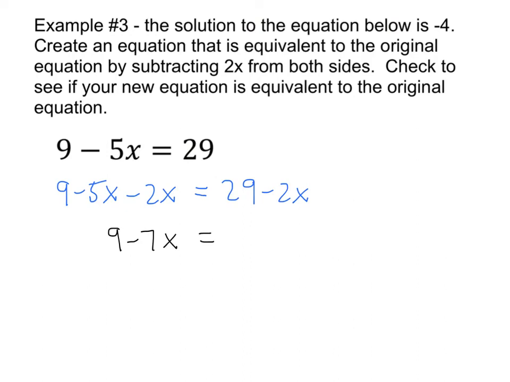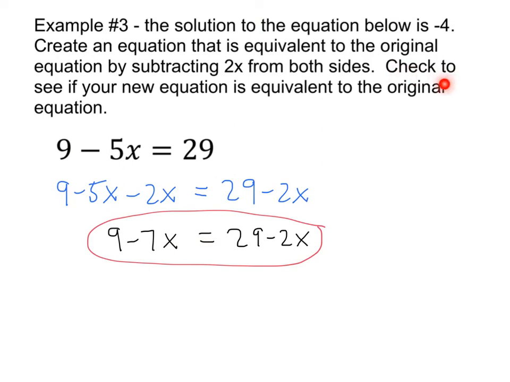How about the right side? 29 minus 2x. You know what? That can't be simplified. That's just 29 minus 2x. All right, so here is the equation you should have come up with. This is the equation that's equivalent. And if you don't believe me that this is equivalent, you should have because you checked your work. Let's see if negative 4 makes this true. Let's do that off to the side here.